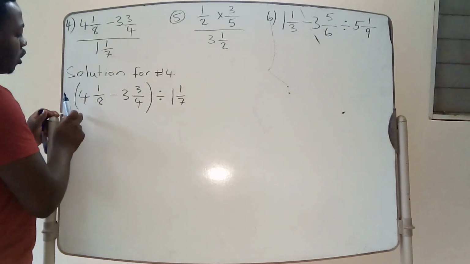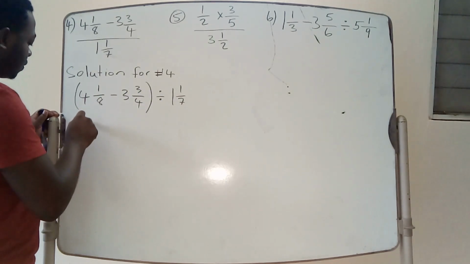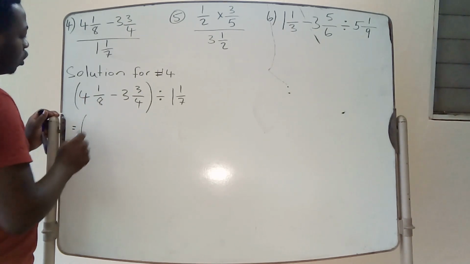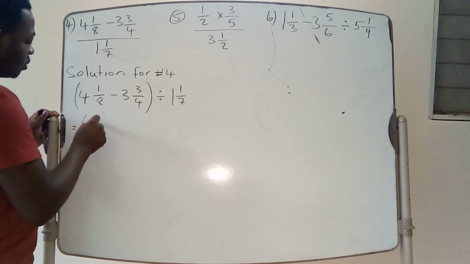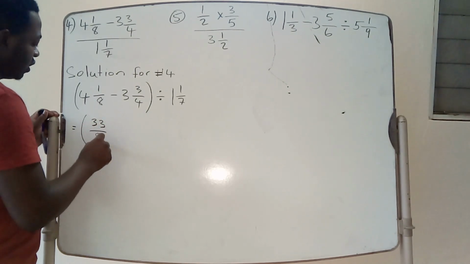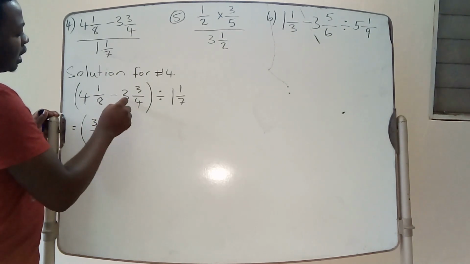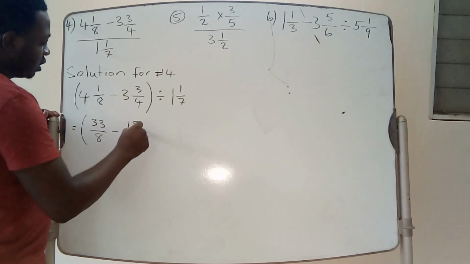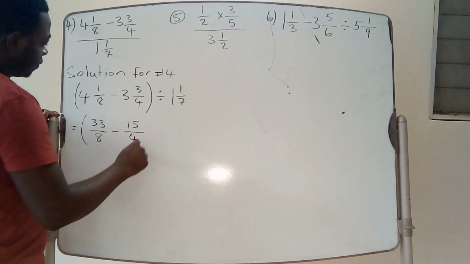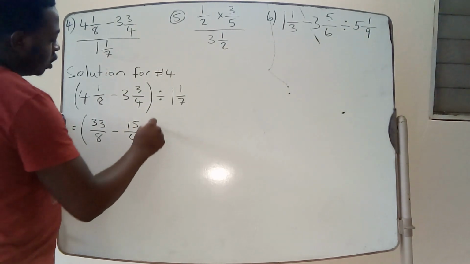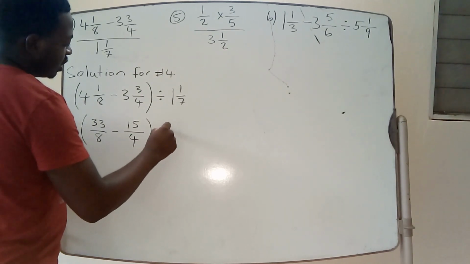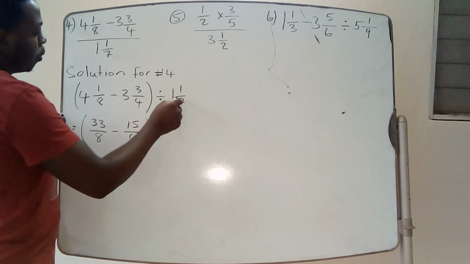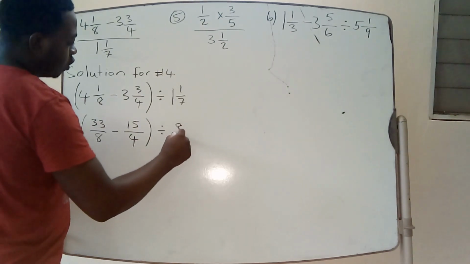Next thing, I'm going to convert all the mixed numbers to improper fractions. So 4 times 8, that's going to be 32, plus 1, that's going to be 33/8, minus 4 times 3, that's 12, plus 3, that's going to be 15, all over 4. Now, I'm going to keep my division sign, convert this fraction, so 7 times 1, that's 7, plus 1, that's going to give me 8/7.